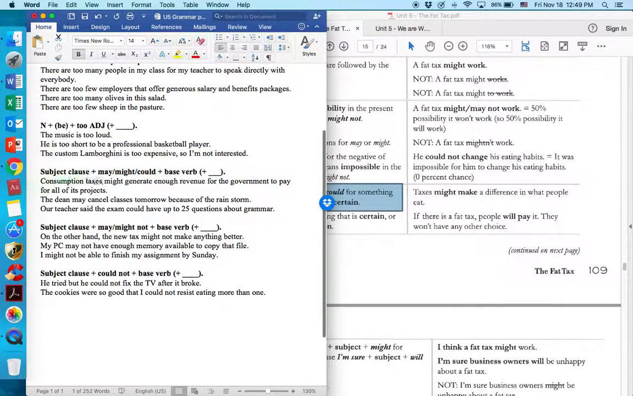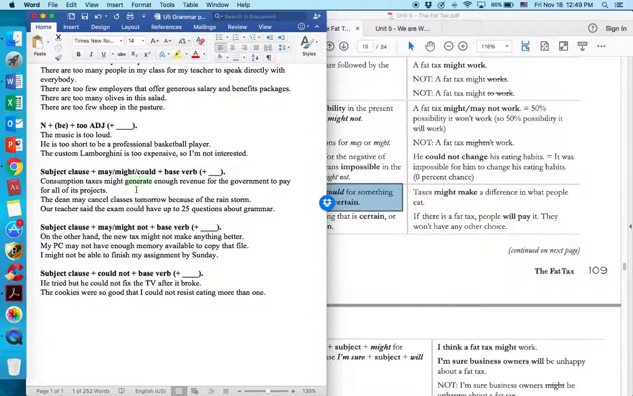So consumption taxes, that's our subject, and they might generate. It's not sure, but could be, it's possible, certainly. Could generate, might generate, may generate enough revenue for the government to pay for all of its projects.